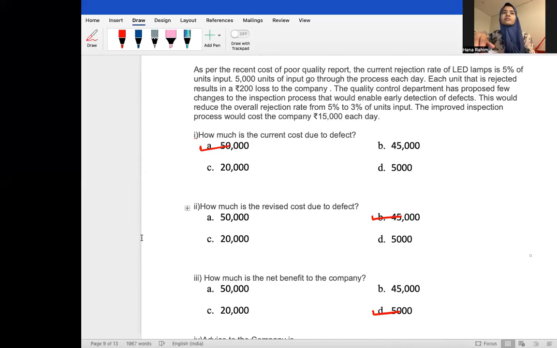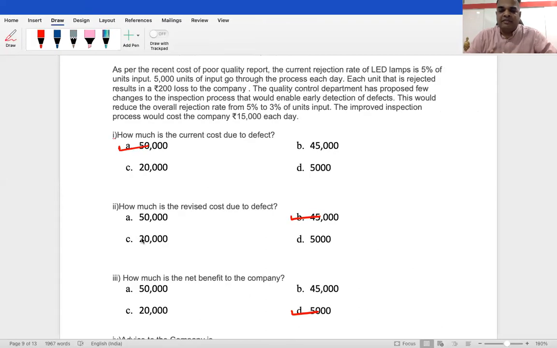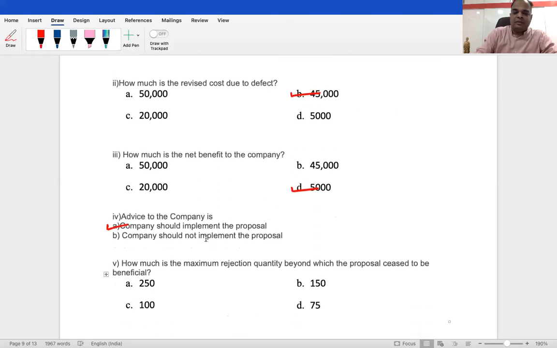I think 75. Why? How come? 15,000 divided by 200 will give us 75. Yes. If we save 200 rupees, that is beneficial, am I right? We no need to incur 200 rupees. The additional cost for the implementation is 15,000. Therefore, to get back the 15,000, how many units should we avoid as rejection? 75. 75 is the correct answer. Good.